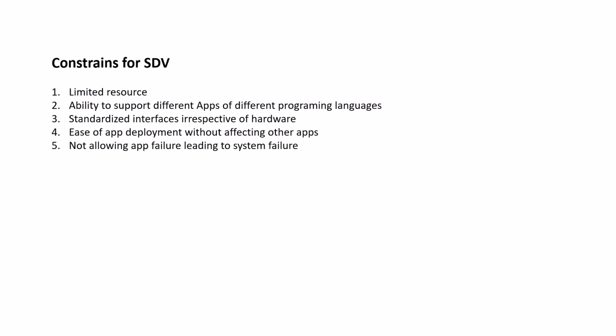In order to have any software-defined vehicle capabilities in a vehicle, there are basically a few constraints. I have just discussed five, but there might be even more than five, which are basically the bottleneck for the SDV. So the first one is resource limitation. The second one is the ability to support different apps. Third one is a standardized interface irrespective of the hardware. Fourth one is ease of app deployment, and fifth one is to avoid system failure as much as possible. So we will be discussing each one in a separate slide.